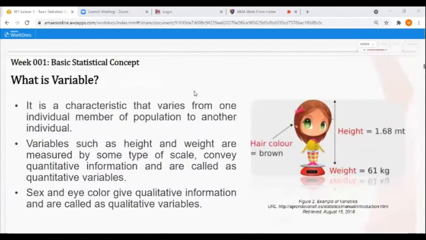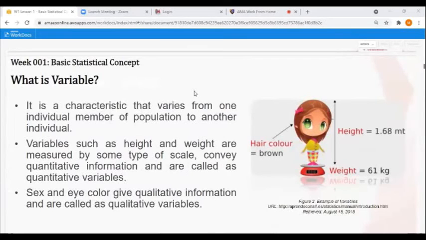This time we are going to determine what makes us different from each other. The term that is used for that is a variable. A variable is a characteristic that varies from one individual member of a population to another individual. This variable is divided into two categories. The first is the quantitative variable, and the last is the qualitative variable.